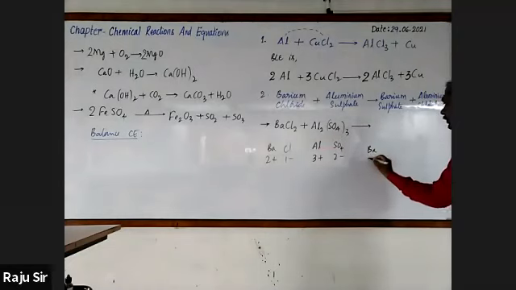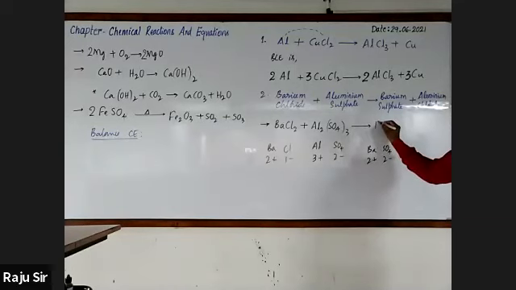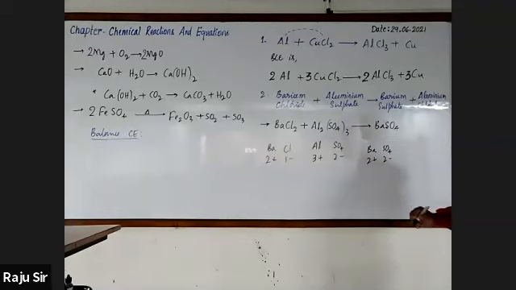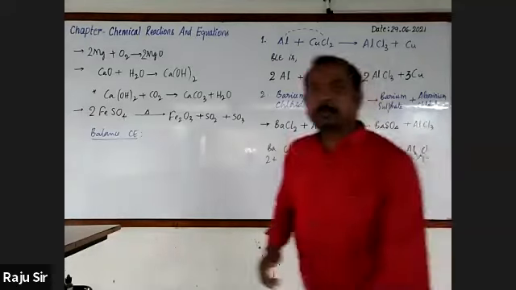Next, barium sulfate. See, Ba2+ and SO4 2-. Hence, the chemical formula will be BaSO4. Next, aluminum chloride. Al3+ and Cl1-. Crossing over charges, it will be AlCl3. Got it? Now it should be balanced.